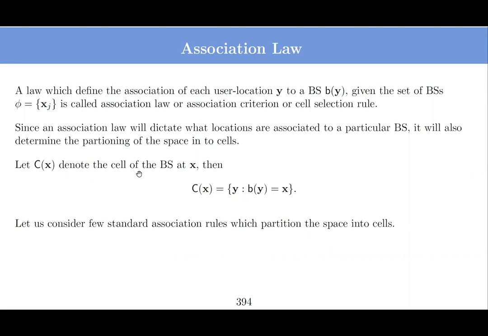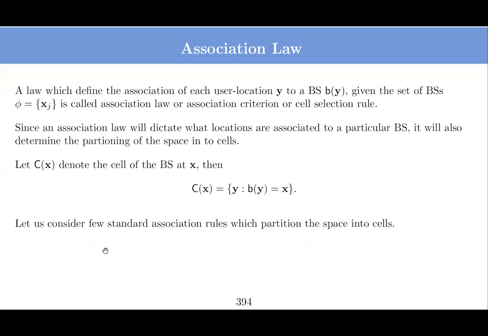So let C_x denote the cell of the base station at x. Then C_x is made from all locations such that they map to the base station at x. So you pick one base station at x, and the coverage region is made from all locations which are associated with this base station.